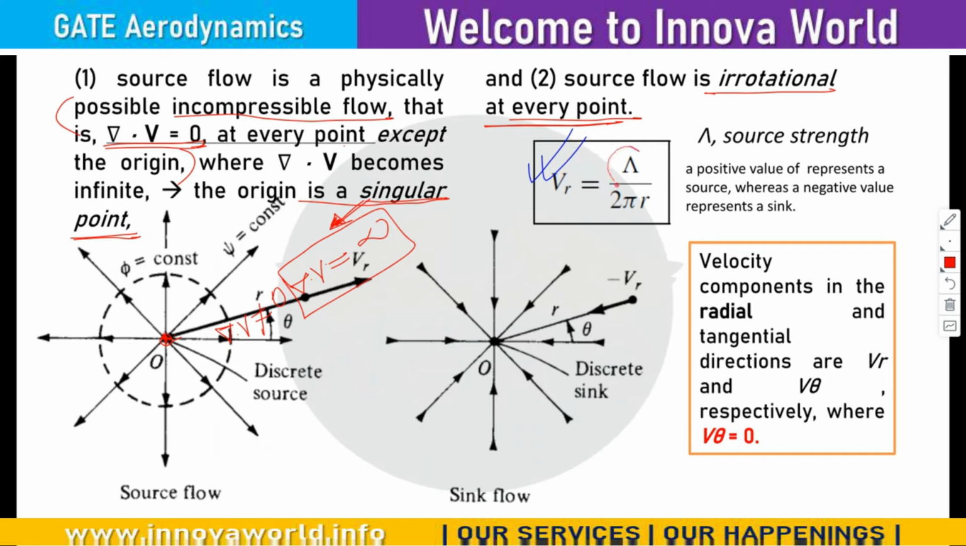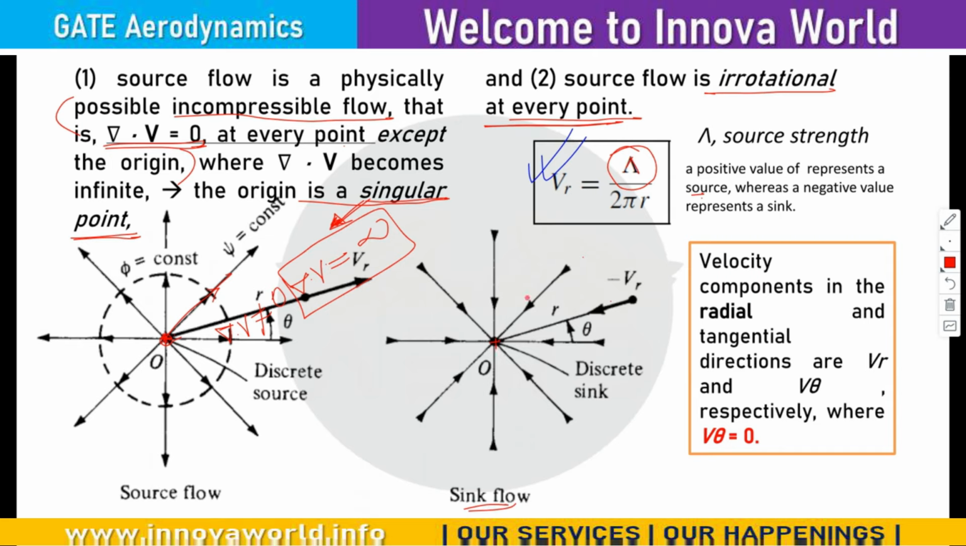Here is the source strength, or the strength of the source. Now this strength of the source becomes positive. If it is a positive value, it represents a source. That means from the point O, it is emerging outwards. And when we say sink flow, that means the flow from outside is emerging into a single point O. It is coming towards the point O.